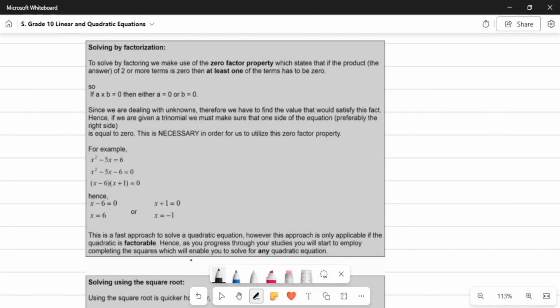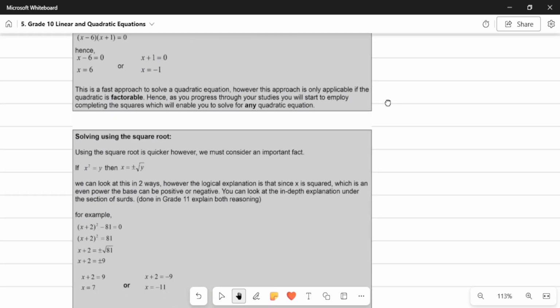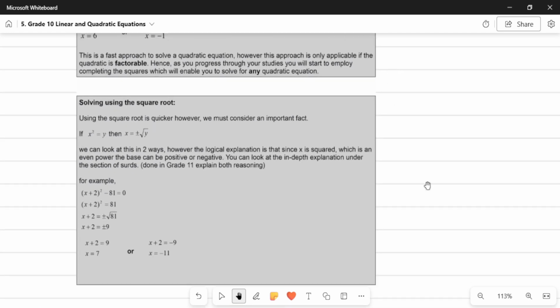Because we haven't really tapped into other approaches that will enable us to solve any quadratic equation. Okay, very, very simple. So all of your ideas from factorization will apply here, right? So that's the first technique that you must remember. The second technique is solving using the square root. Using the square root is quicker.